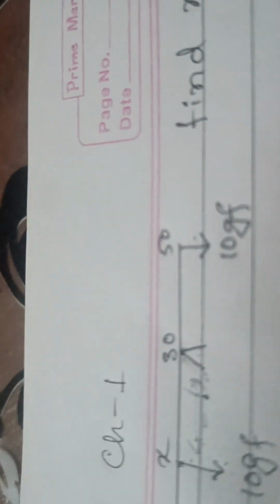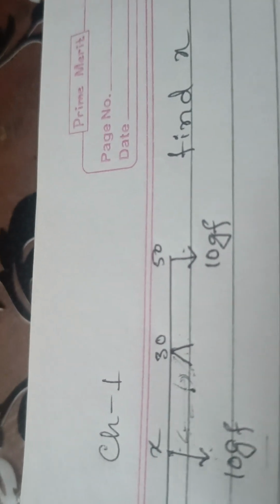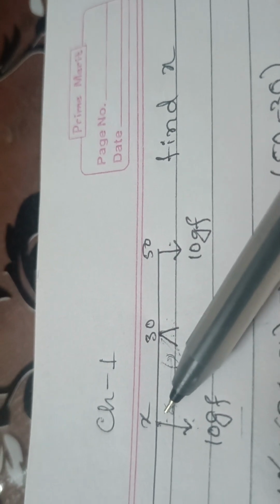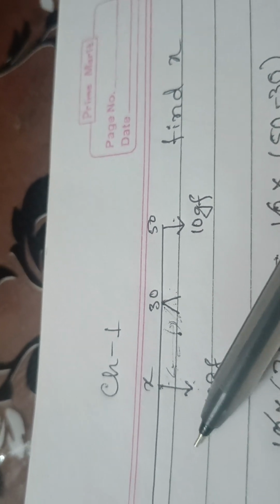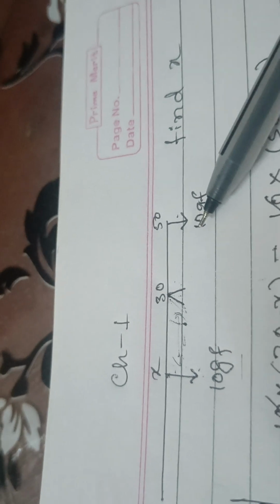Here you can clearly see that you have to find the position x. What is that position? 10 centimeter, 20 centimeter, or what is it? As you can see, it is a half meter scale, not a full meter scale. It is a half meter scale. So what is the main formula, the principle of moments?